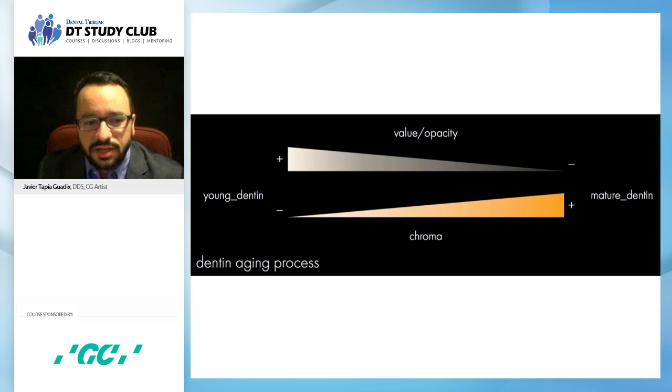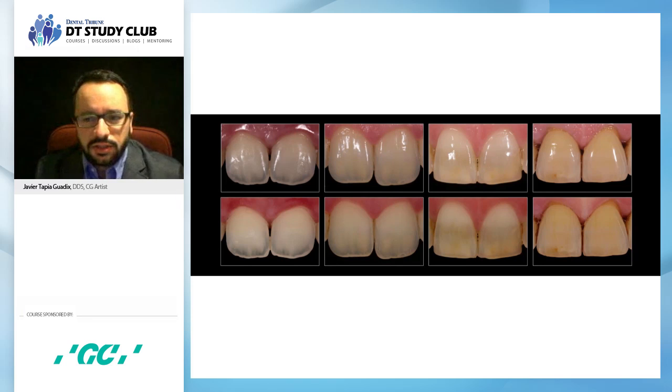In the dentin, the same thing happens. We start with a young dentin that is very opaque with low chroma, and then we move into a dentin that is much more transparent and also more chromatic. Again, it's possible to remove chroma by bleaching, but it's not possible to reduce opacity or translucency. So this is pretty much the evolution that we can see in natural teeth. From a young patient to an older patient, you will see different stages with different translucencies of dentin.